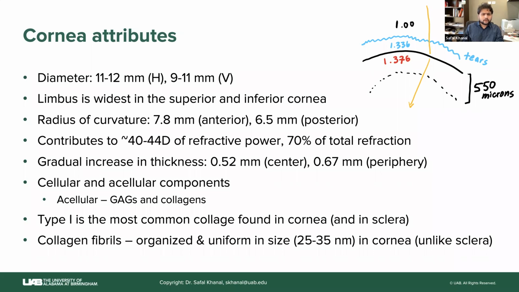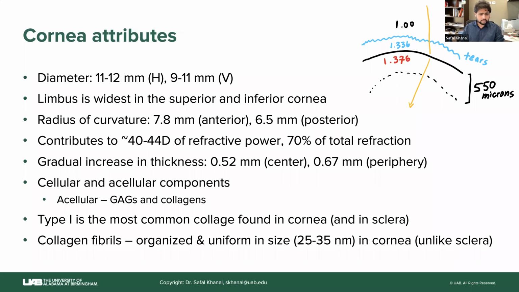The cornea normally contributes around 70% of total refraction, so 40 to 44 diopters of refractive power. And this is because at the interface of the cornea and tears and air, you have differences in refractive index. And because the power is a function of refractive index, basically, this difference in refractive index contributes to such a large power for the cornea. It is thicker in the periphery than center, and the cornea contains both cellular and acellular components.